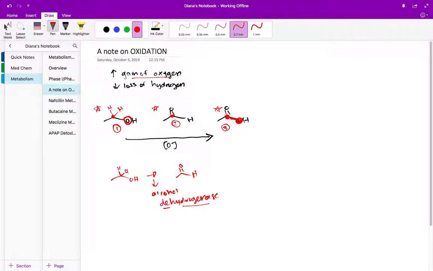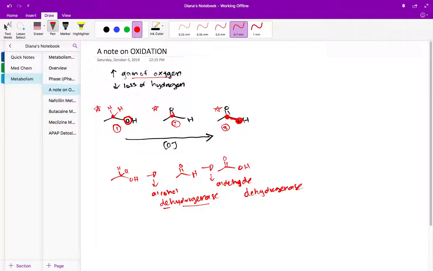overall, we can take this a step further, and then we can do an aldehyde dehydrogenase. And the aldehyde dehydrogenase is responsible for taking the substrate, which is aldehyde, and converting it into a carboxylic acid. And so again, we're increasing the oxidation state.